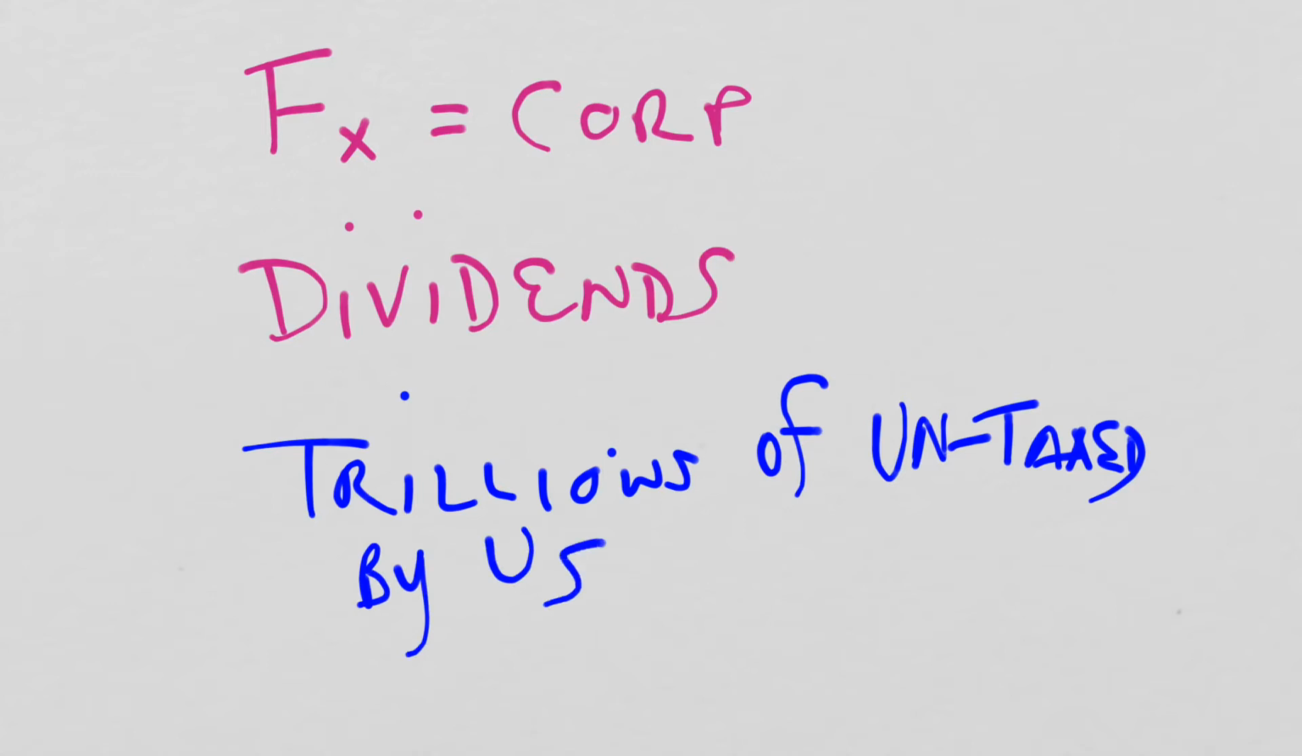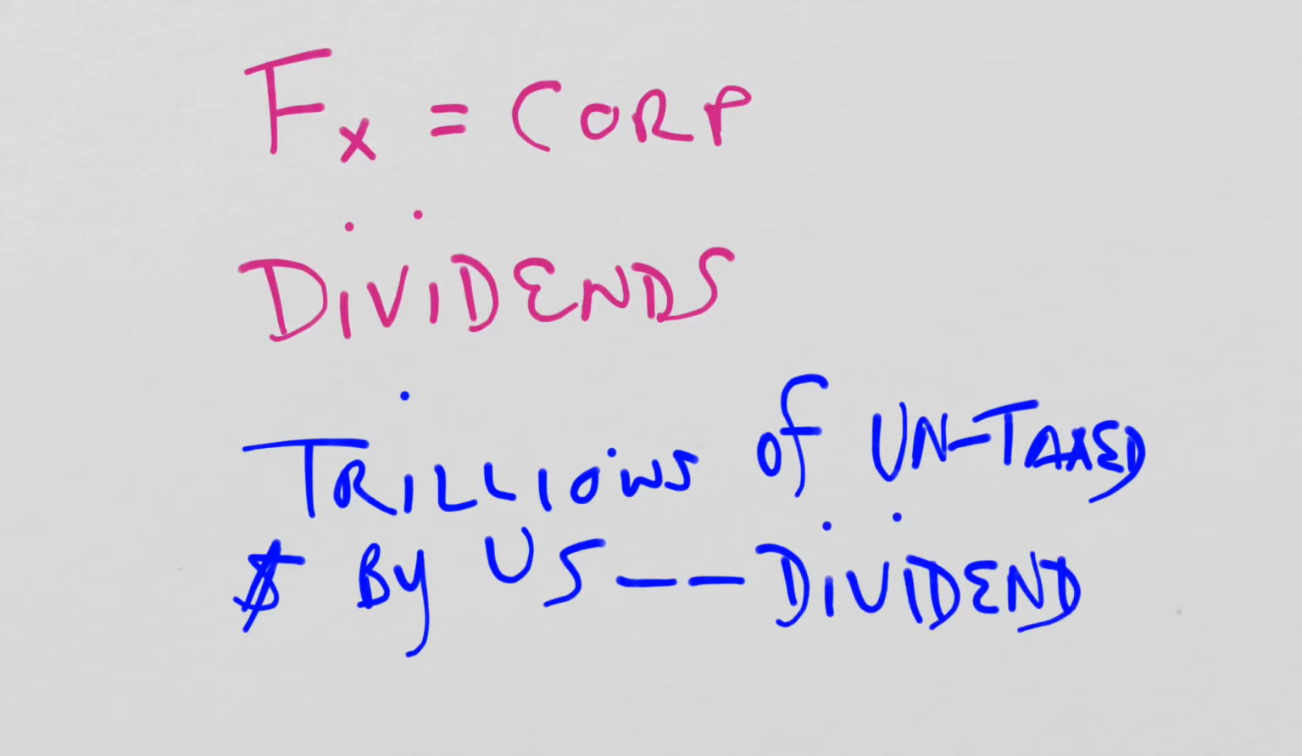Sitting in these foreign corporations overseas are trillions of dollars untaxed by the U.S., just waiting for what? When the dividend gets paid. So one of the things going on now, to bring you up to date with this issue, is that the United States is considering tax law that would encourage the U.S. companies that own these kinds of foreign subsidiaries to pay dividends.